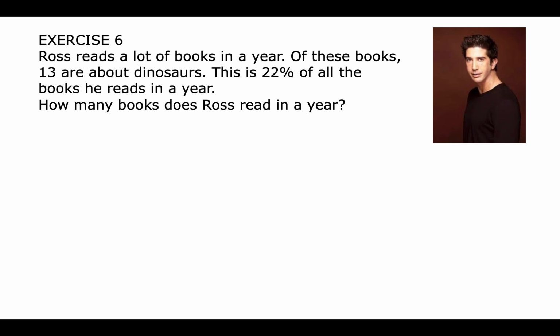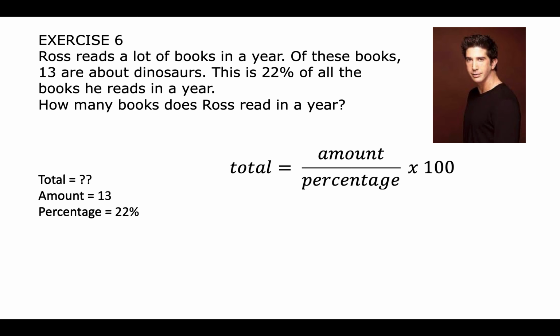Exercise 6. Ross reads a lot of books in a year. Of these books, 13 are about dinosaurs. This is 22% of all the books he reads in a year. How many books does Ross read in a year? So, the total, the amount and the percentage, once again, we know the amount is 13, the percentage is 22, 22% of these books are dinosaurs, and that is 13 books. So we want to know the total books Ross reads in a year.